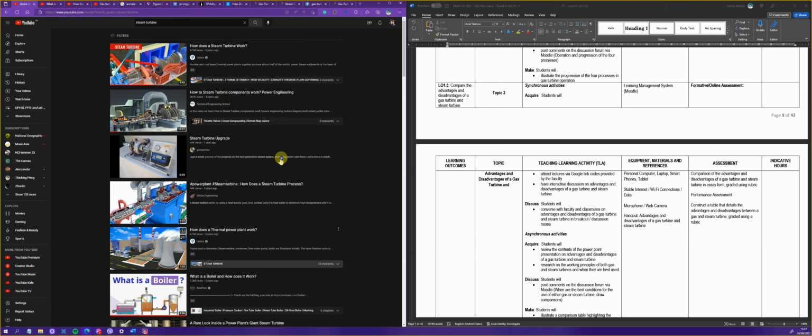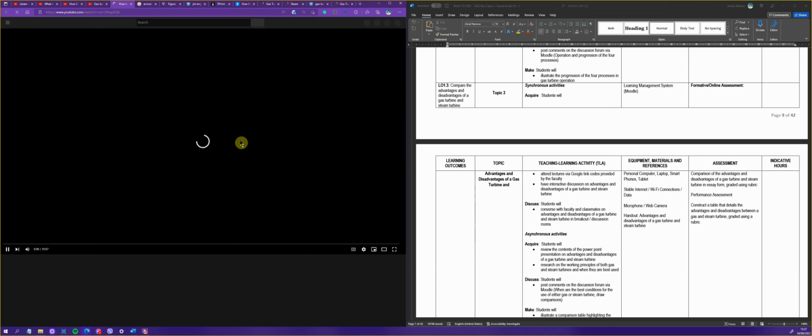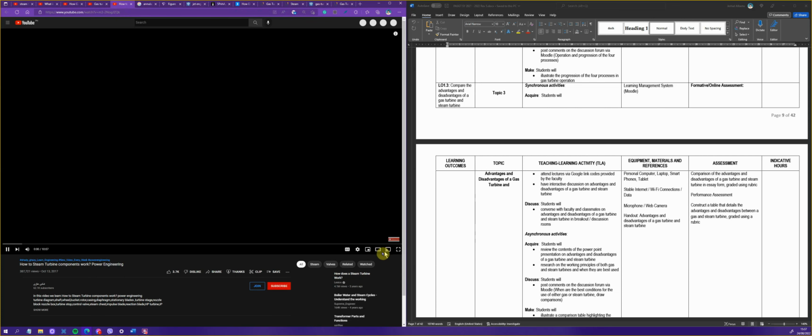Wala naman po. Wala naman. O, sige. Ito. Steam turbine. Compared sa mga gas turbine, mas marami na mga steam turbine na ginagamit. Though it's not as still widespread. So, ito. I-full screen natin para kitang-kita lahat.